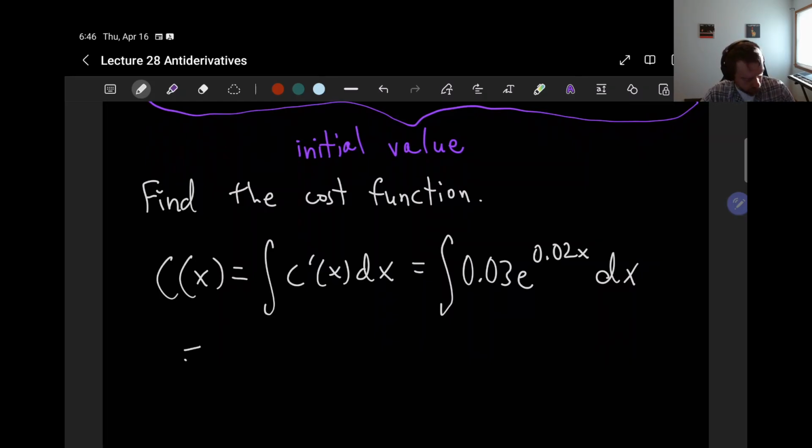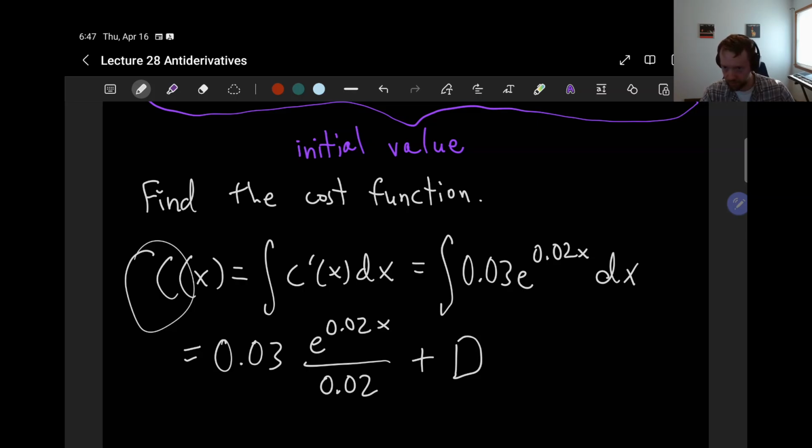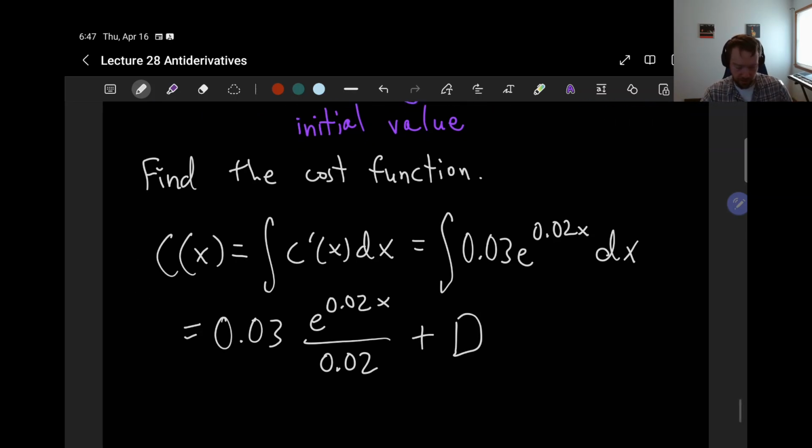All right, so the 0.03 goes out. And then we have an e part we can deal with. Its antiderivative is itself divided by that extra constant in there. And well, instead of plus c, I'm going to write plus d because c is already being taken up. So it makes more sense to call this plus d, just to avoid confusion with the letters. So that plus d, that's just some constant.